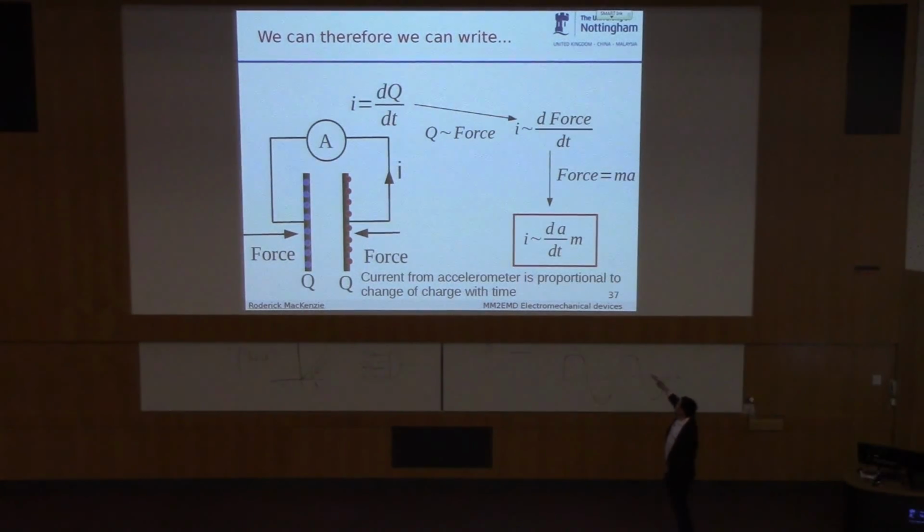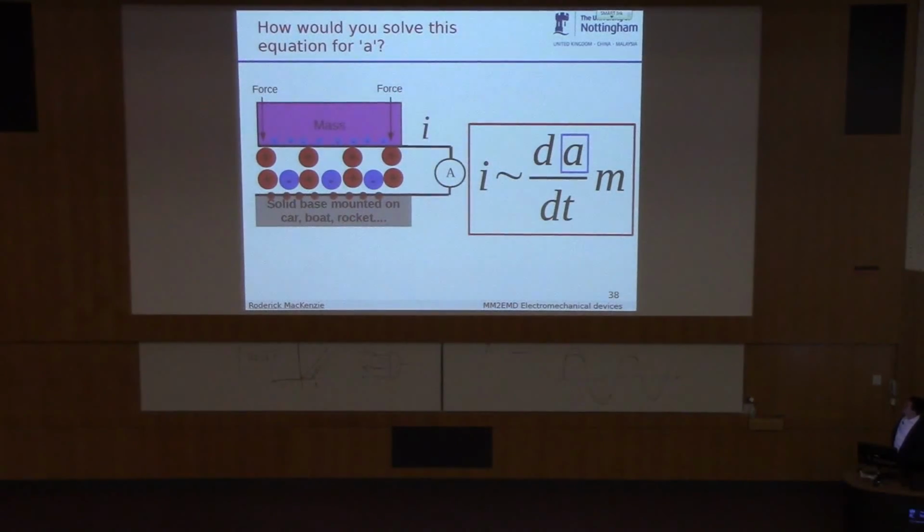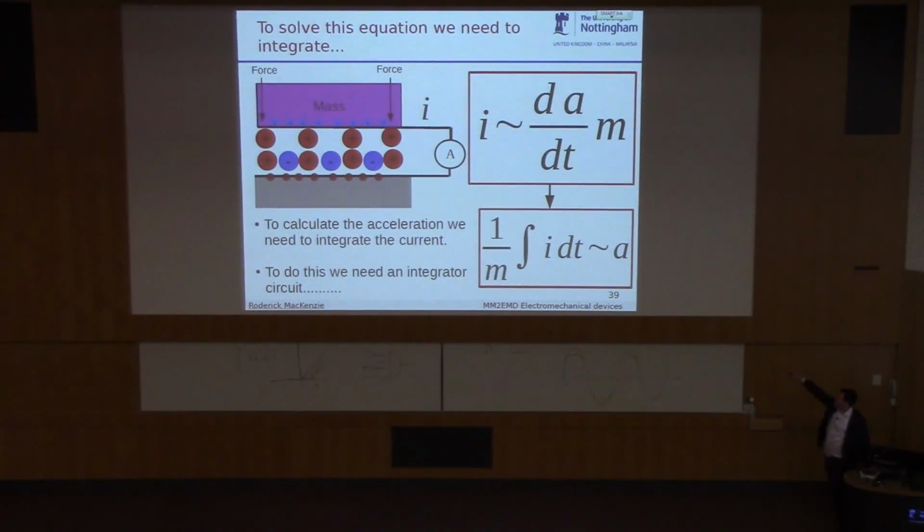Yeah? And we know F equals ma, so the current coming out of our crystal is going to be proportional to dA by dt, with respect to m. So the current is actually a measure of change of acceleration with respect to time, right? But that's a weird quantity, because it's not acceleration. It's the derivative of acceleration, which is not really useful. So we solve this problem by integrating. If we integrate that expression on both sides, the integral of I with respect to t is proportional to a. So if we integrate the current with respect to time, we get the acceleration.